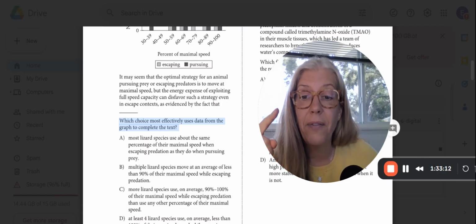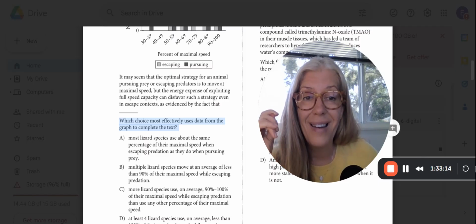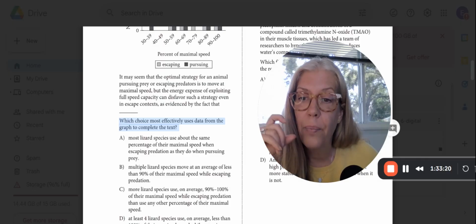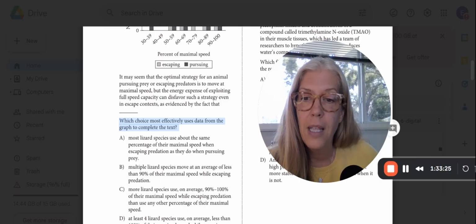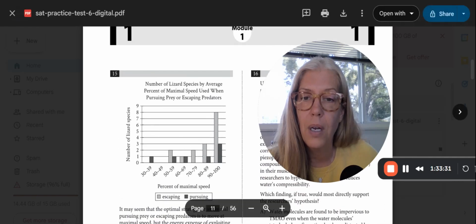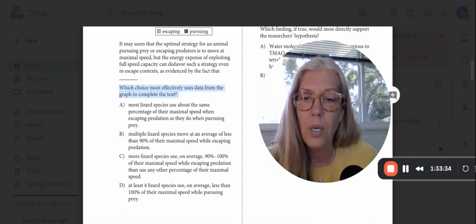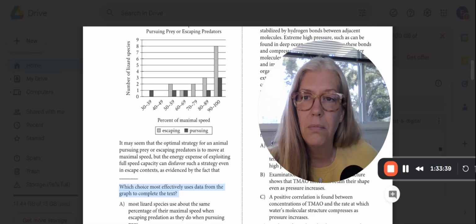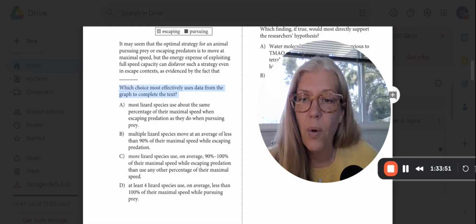Yeah. And I like the fact that it says an average of less than 90% because that's what the main idea is. You can't go your full. So I like B. C, more lizard species use on average 90 to 100% of their maximal speed while escaping predation than any other percentage of their maximal speed. While escaping predation. I mean, if I add it all, 3, 4, 5, 6, 7, 8. It's exactly the same. It's not more. So C is wrong. So A and C are wrong.